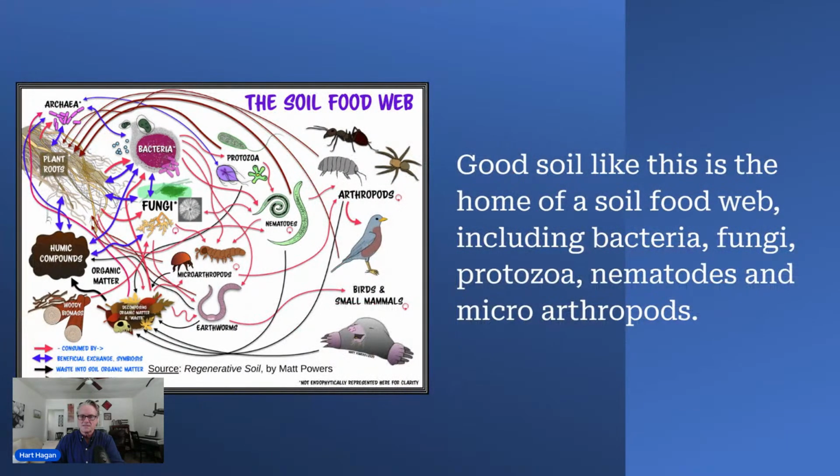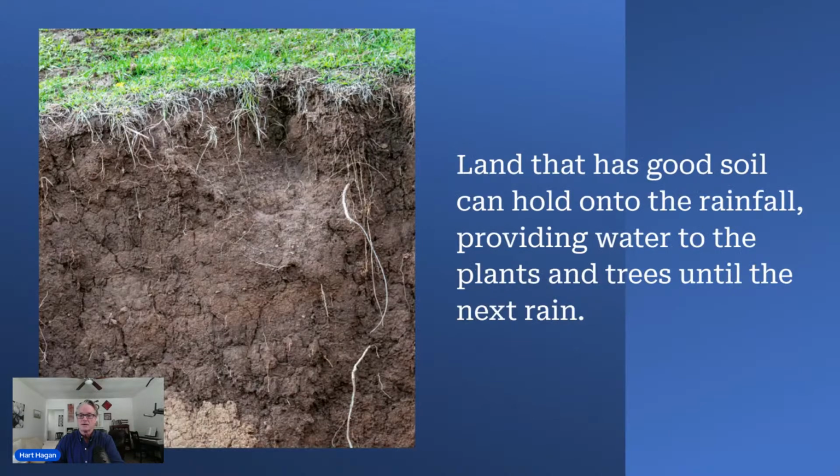Good soil like this is the home of the soil food web, including bacteria, fungi, protozoa, nematodes, and microarthropods. And land that has good soil can hold on to the rainfall, providing water to the plants and trees until the next rain. Only good soil can hold water. Only good soil can deliver nutrients to the plants so that the plants are resilient and nutritious.